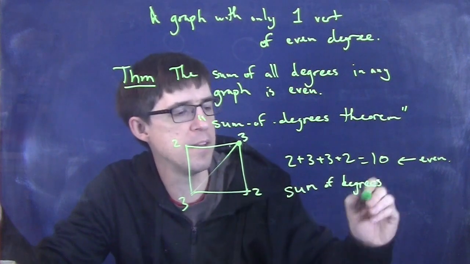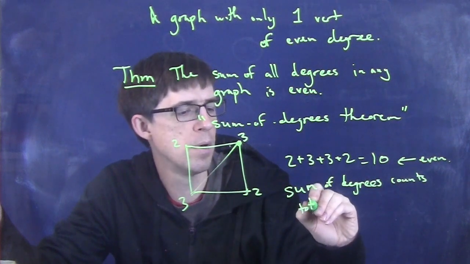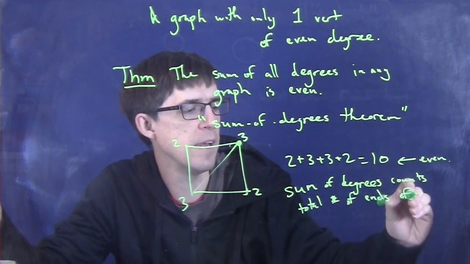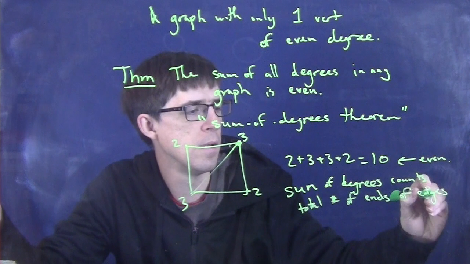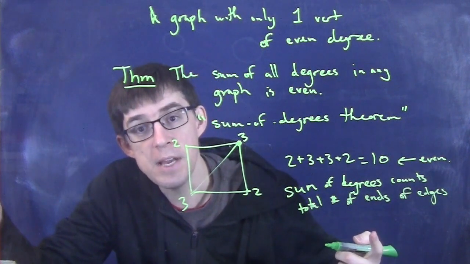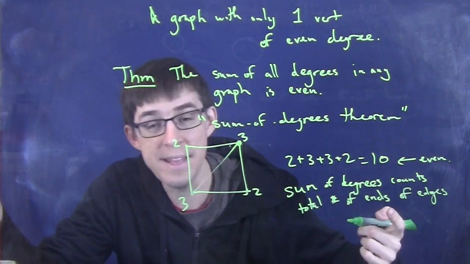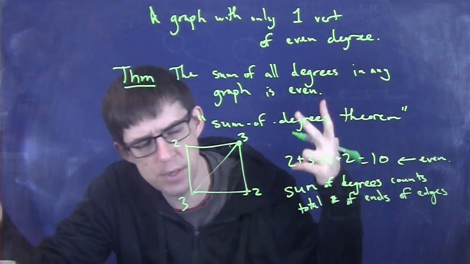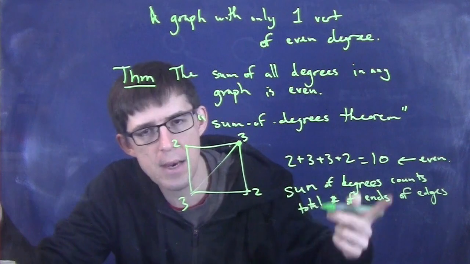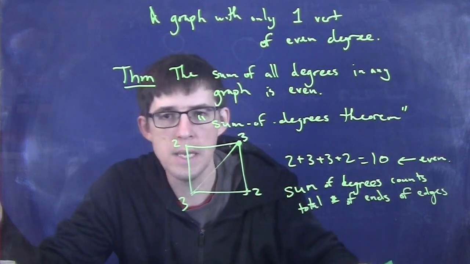I'm trying to explain why this is true. The sum of degrees counts the total number of ends of edges, right? But this number must be even. That's because every edge has 2 ends. And so when you count up the total number of ends, every edge, these numbers, they come in pairs, right? Each edge has 2 ends to it. So when you add up all those numbers, there must be an even number of them, right?